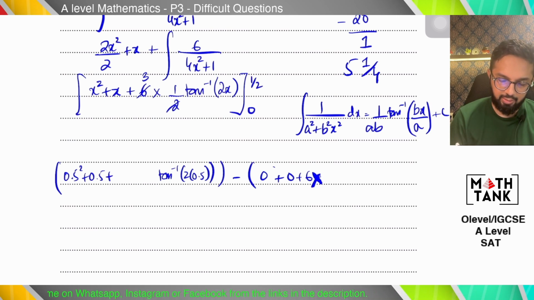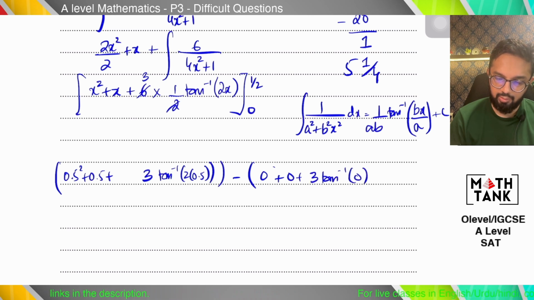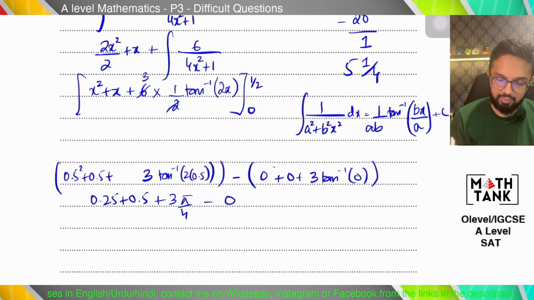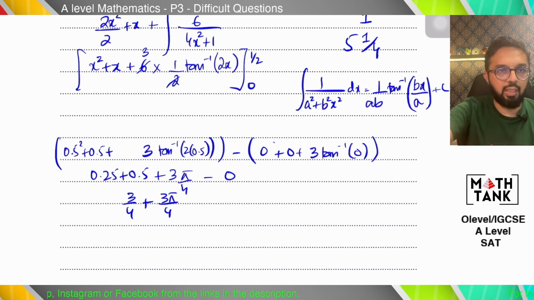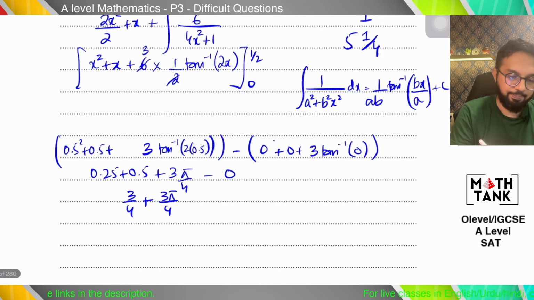Should write 3 here. Write 3 here as well. So I get 0.25 plus 0.5 plus 3 times tan inverse, so 3 pi over 4, minus 0 the entire thing. So 0.75 is 3 over 4 plus 3 pi over 4. Let's check if that is the right answer to this question. Yes, that is indeed the right answer.